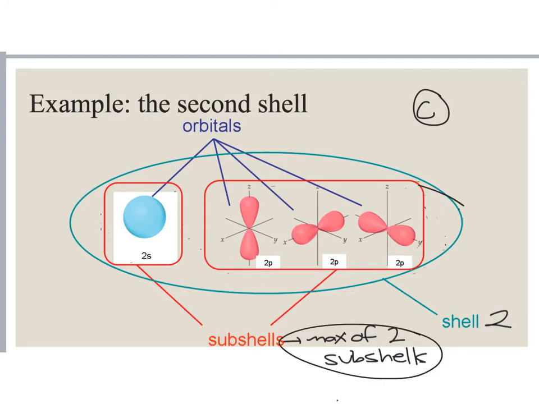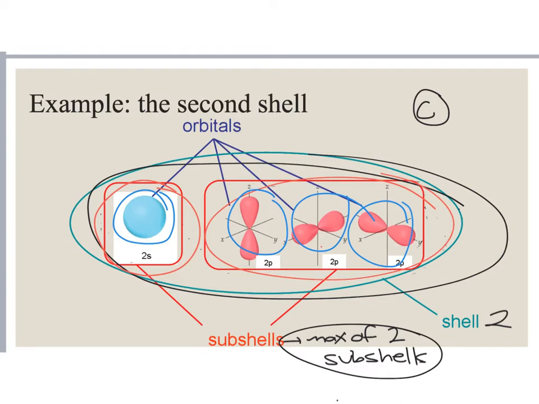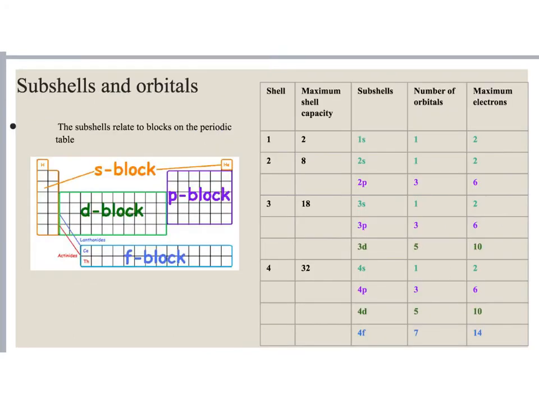So here's our diagram. Here's our shell, this big one. Then here's our 2 subshells. 1, 2. That whole thing is a subshell. Then within the subshell we have orbitals. Here's 1. Here's 3 p orbitals. You don't need to know these diagrams. You don't need to be able to draw them, but this is how it fits together. Shell, then subshells, then orbitals within subshells.